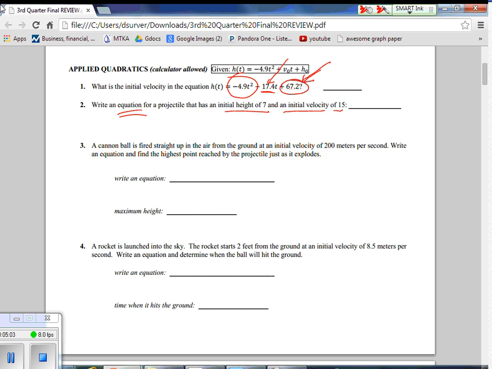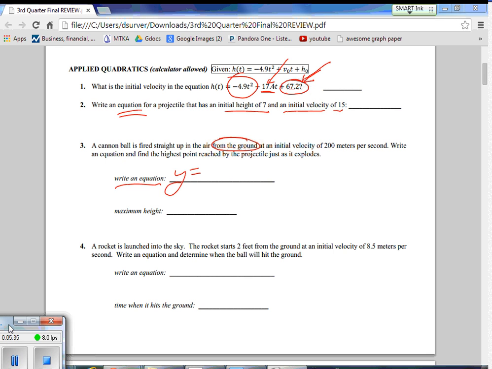All right. Next up, a cannonball is fired straight up in the air from the ground at a velocity of 200 meters. From the ground was important. What's the initial height? 0, if it's from the ground. So you write yourself an equation, just like last time. You start with y equals, or you could say f of x. And then you figure out the maximum height. Do you remember how the maximum height goes? Second, calculate max. Everybody take your graphing calculator out. I'll pause for a second while everybody does that.